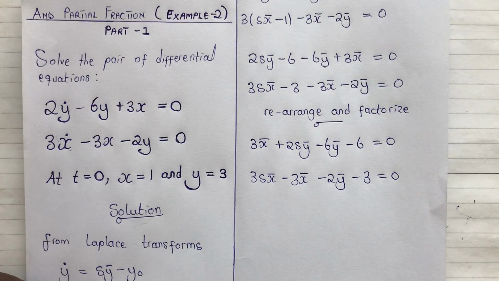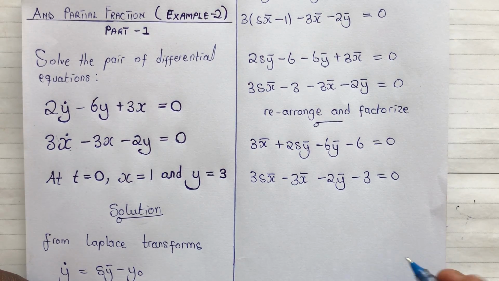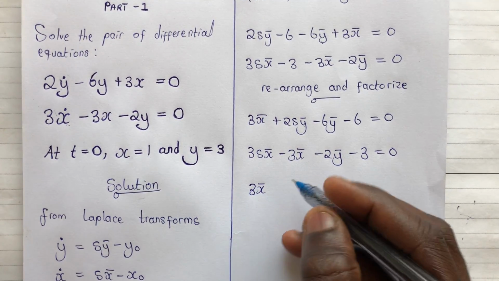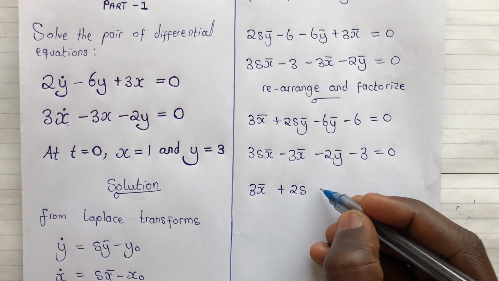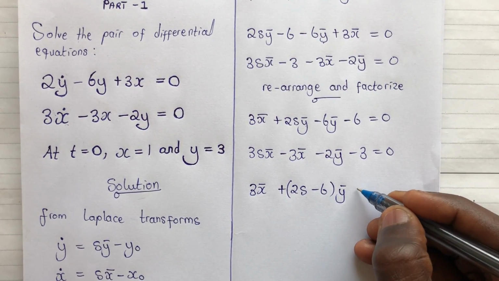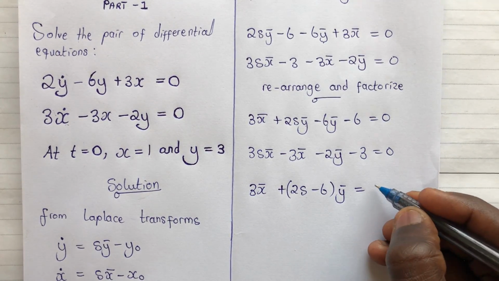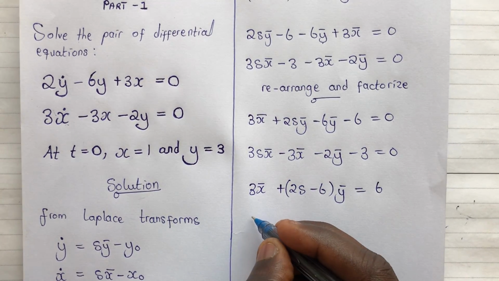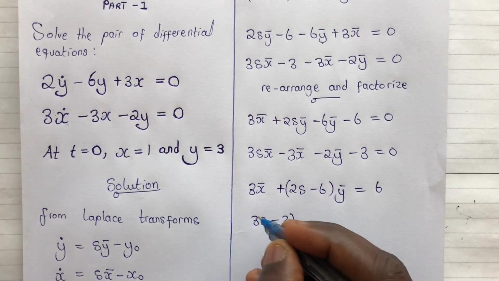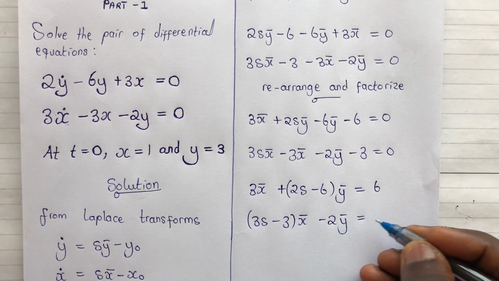So from here, I can factorize y bar here, and I can factorize x bar here. Okay, so this is giving us 3x bar plus (2s minus 6), put this in bracket, y bar equal to, let's cross the constant to the other side, equal to 6. Then we can factorize (3s minus 3) into x bar minus 2y bar, giving us what?